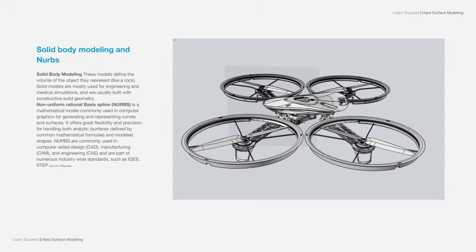These models define the volume of the object, meaning that compared to polygonal modeling, they represent the full volume of the body. In polygonal modeling, we're only describing things with faces. Basically, your models are hollow inside.